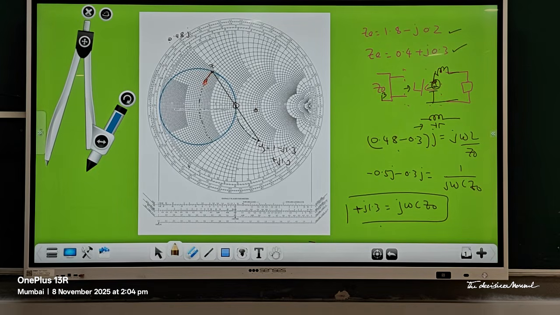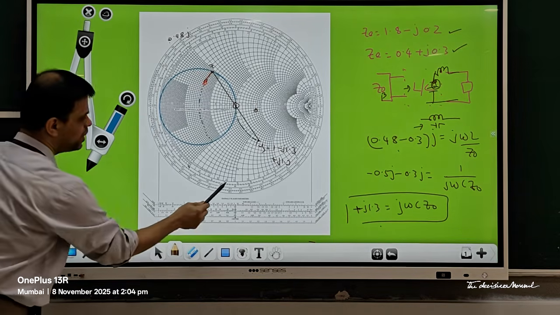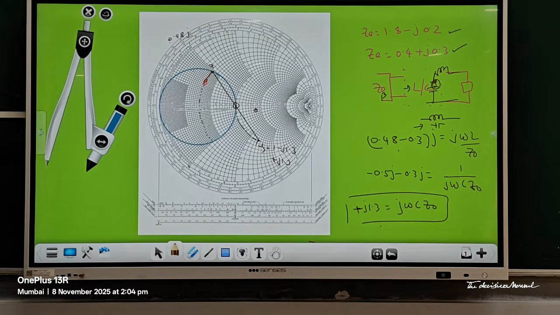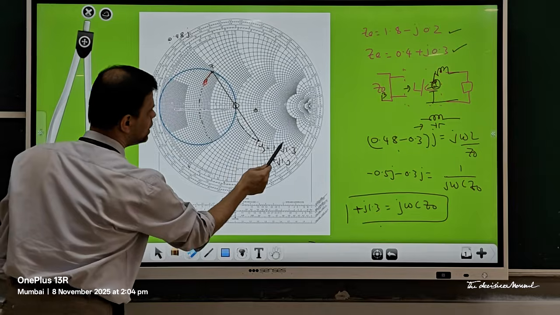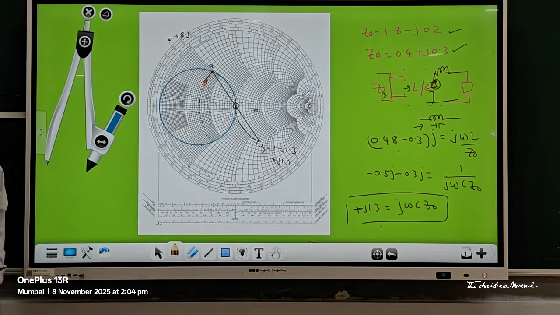How to calculate that inductor value? Destination J minus source J is equal to J omega L by Z naught. Then you take a diametrically opposite point over here, so you are on the admittance domain. You have 1 minus JB as the admittance, so you need to add a susceptance of 1 plus JB, which is a parallel capacitor. So that is acceptable.